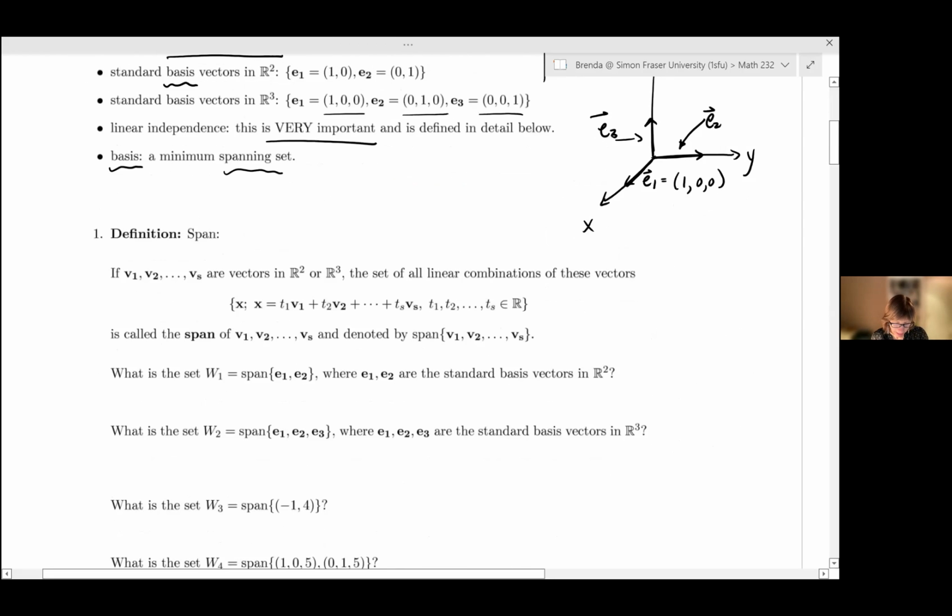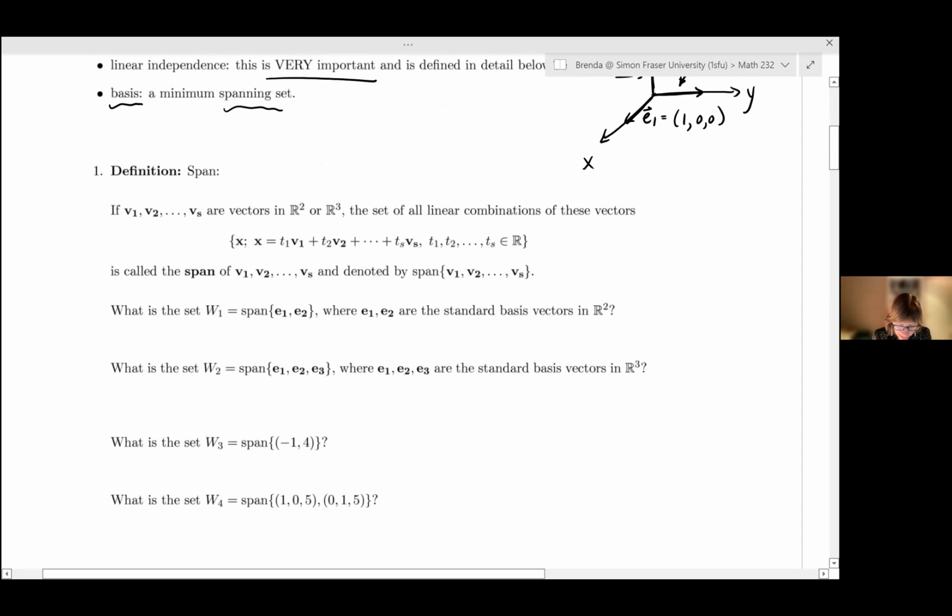So let's start with the definition of a span. Here's the definition. If we have some vectors, V1, V2 through to Vs in R2 or R3, then the set of all linear combinations of those vectors is called the span of those vectors. It means the set of vectors X, where X is equal to all the linear combinations of vectors V1, V2, V3, and those constants T1, T2, etc. are real numbers. So that is the definition of the span.